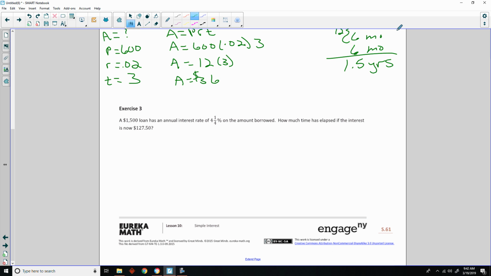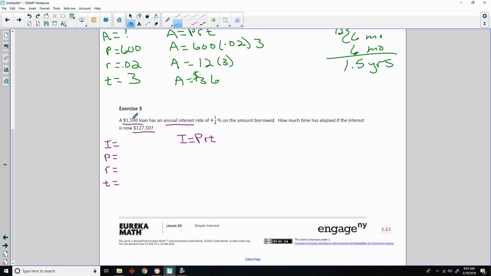Exercise 3. A $1,500 loan has an annual interest rate of 4.25% on the amount borrowed. How much time has elapsed if the interest is now $127.50? So we want to write I equals, P equals, R equals, and T equals. For the equation, I equals PRT.